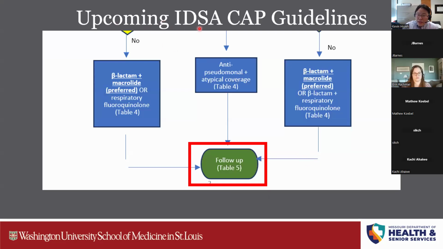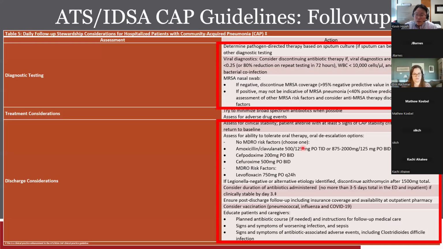But the other thing that the upcoming IDSA CAP guidelines do is focus on follow-up. What do you do once you've selected empiric coverage? Well, it talks about how you respond to diagnostic testing, such as the MRSA nasal swab, and that if it's negative, you can discontinue MRSA coverage pretty easily. It also tries to overall minimize broad antimicrobial coverage, discontinue antimicrobial therapy with positive viral diagnostics, and describes when it is appropriate to de-escalate off of the broader empiric coverage.